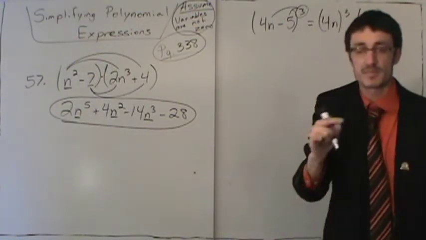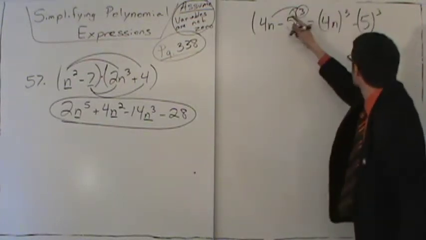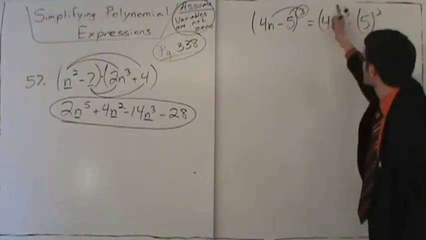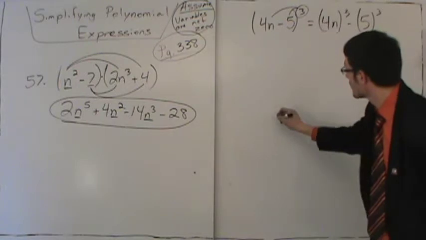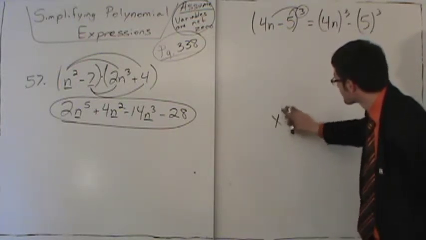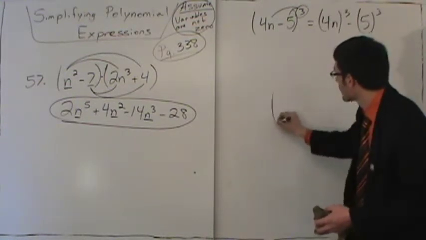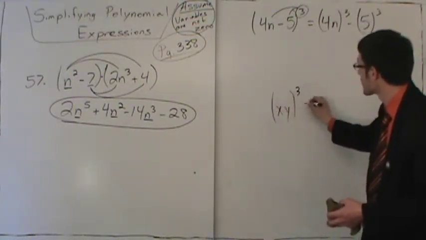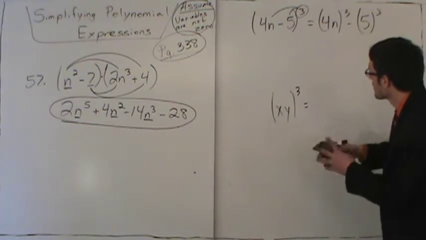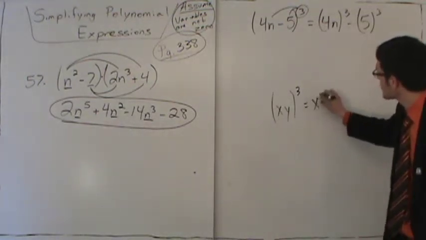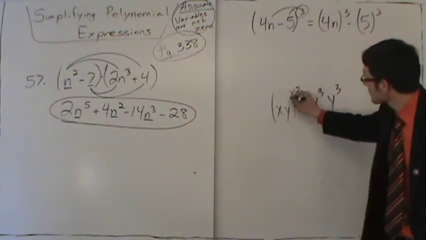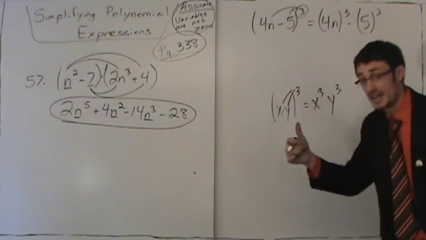No. This is the worst mistake you can make in Algebra 2. Exponents do not distribute over addition. We cannot cube the 4 and cube the 5. Let me show you when they do. Exponents distribute over multiplication. x times y to the 3rd is what? x to the 3rd, y to the 3rd. Do exponents distribute over the operation multiplication? Yes, they do.